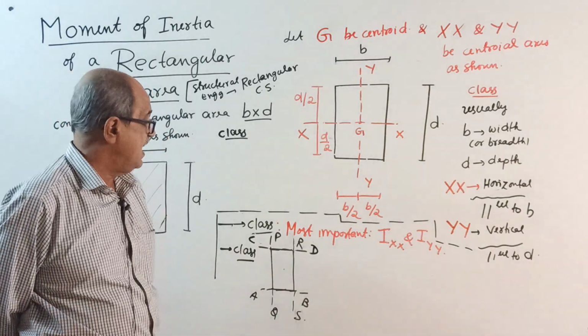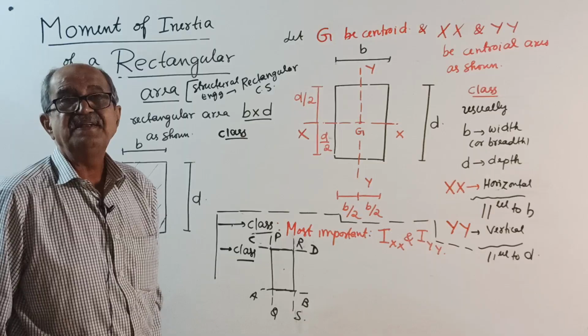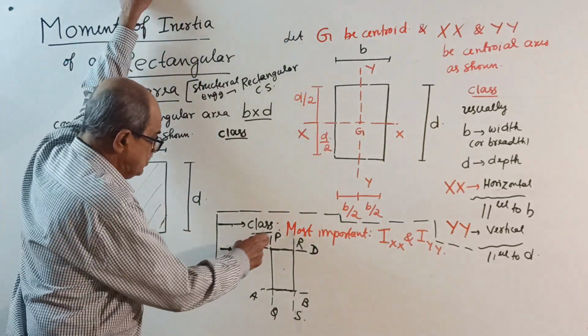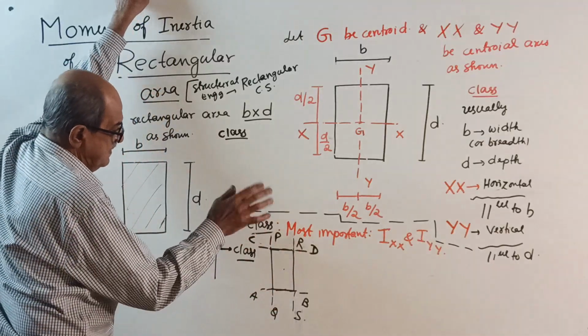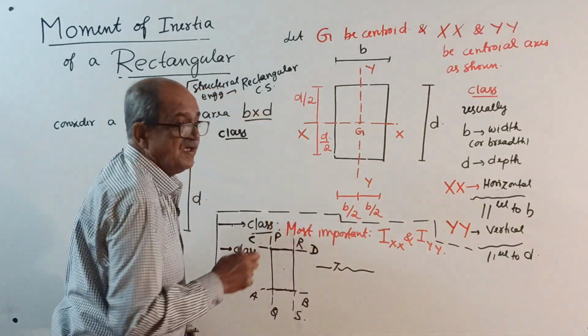After A, B, C, D, you get EF. I skipped it because after EF, GH will come. G is for centroid. Next, IJ will come. IJ means I is for moment of inertia. So I decided to change it to PQ and RS. Okay, then that also we will get. This also we will get in this class.